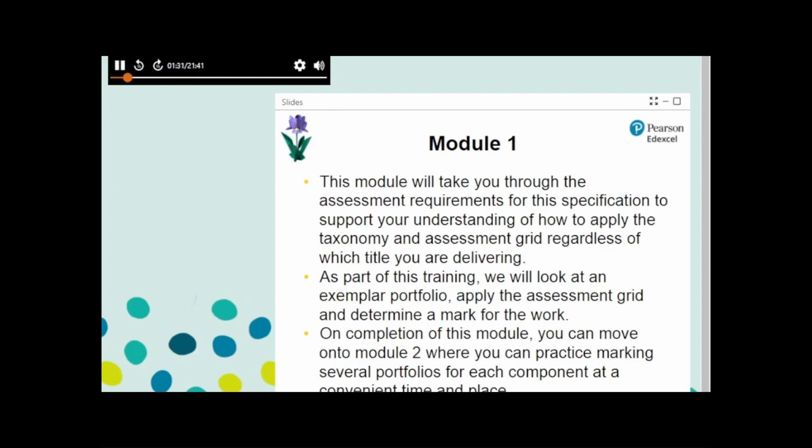Module 1. This module will take you through the assessment requirements for the specification, to support your understanding of how to apply the taxonomy and assessment grid, regardless of which title you are delivering. As part of this training, we will look at an exemplar portfolio, apply the assessment grids, and determine a mark for the work. On completion of this module, you can move on to Module 2, where you can practice marking several portfolios for each component at a convenient time and place.